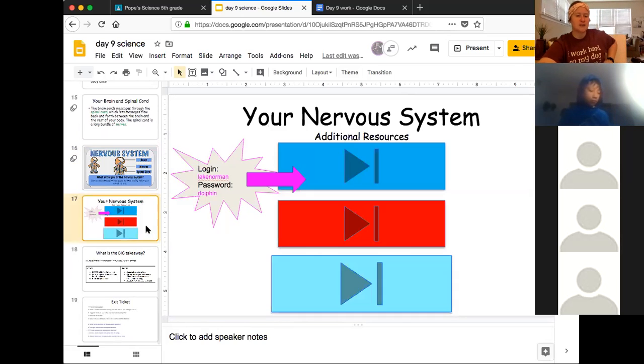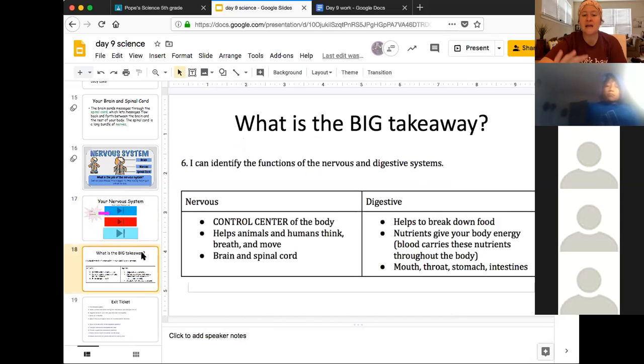Just like with the digestive system, if you want to come back here for the additional resources, you have videos, slides, all of those things that'll help you understand the nervous system more, and the login and password are off to the side. Okay, so these are the big takeaways from today that we need to make sure we understand.